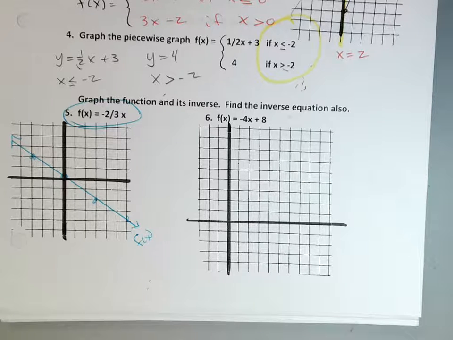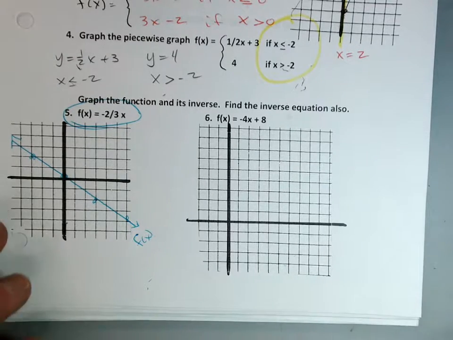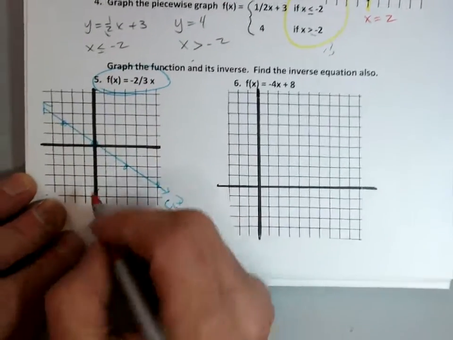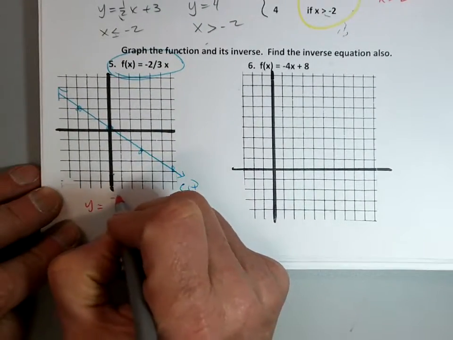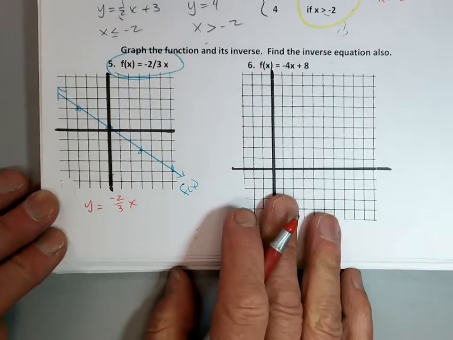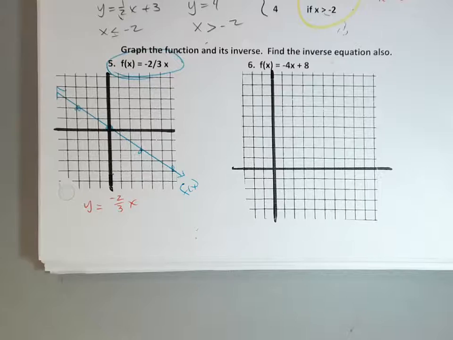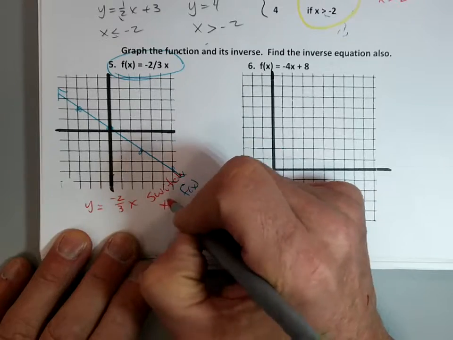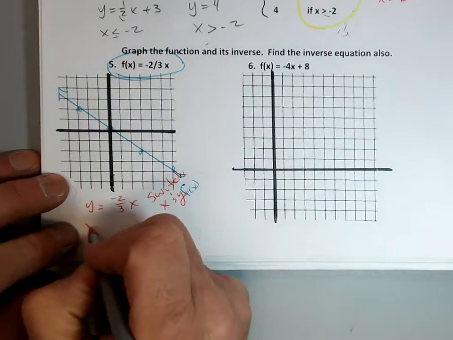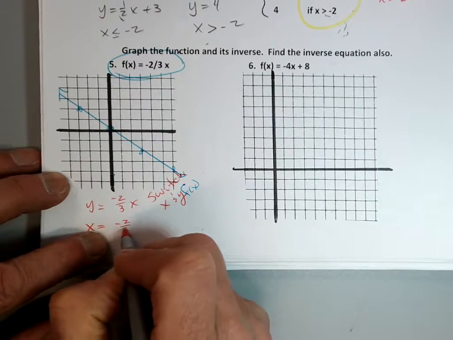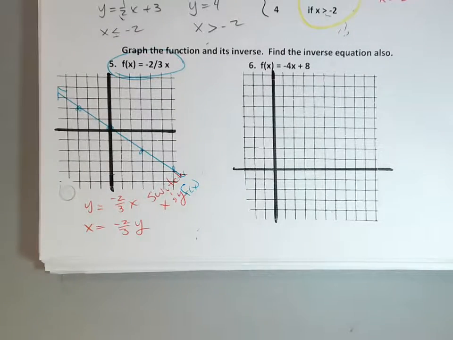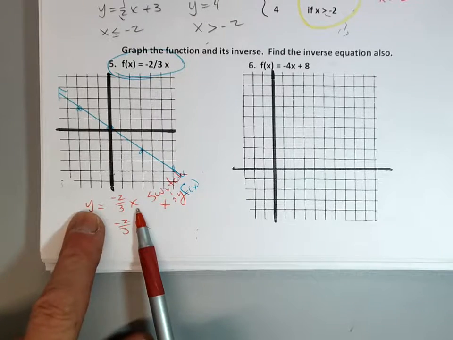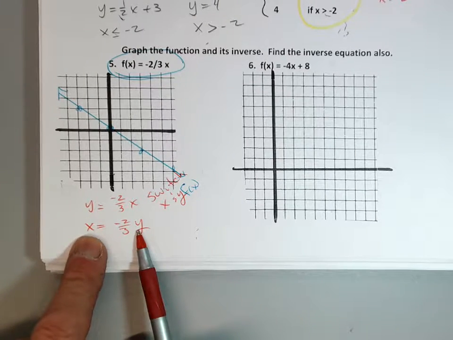I'm actually going to do it algebraically. If you want to do dot by dot by dot, you can. Okay, you can. I'm going to do it algebraically, all right? Because I like to do it algebraically. So I'm going to first change this to a y equals -2/3 x, right? But if I want the inverse, you got to switch x and y. Okay, so I'm going to switch x and y. So I'm going to rewrite this as x equals negative 2/3 y. All right. So I just switched x and y. So y became x and x became y.